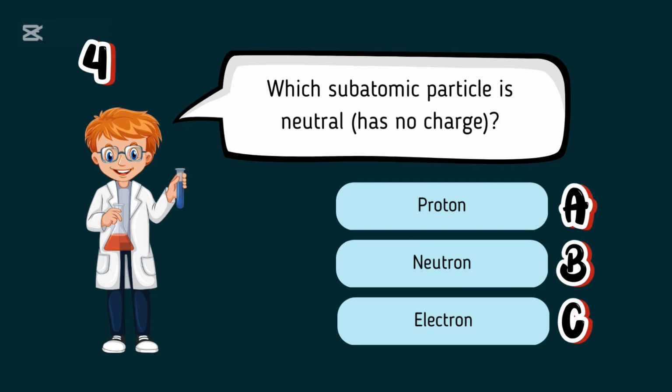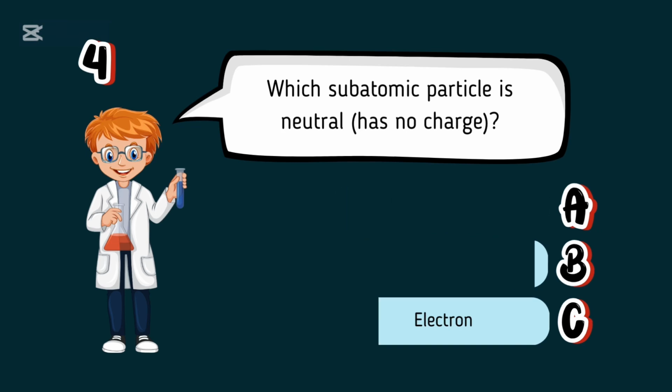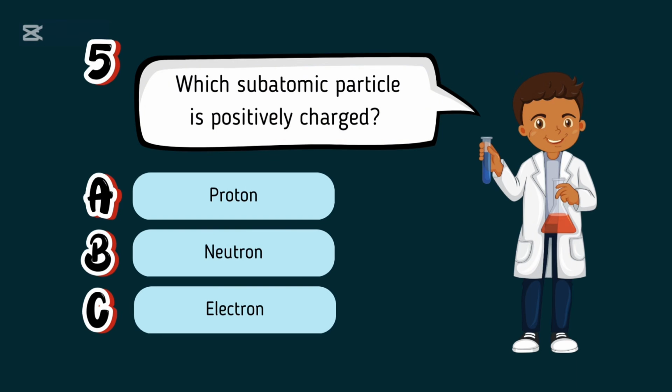4. Which subatomic particle is neutral, has no charge? A. Proton, B. Neutron, and C. Electrons. Which subatomic particle is positively charged? A. Proton, B. Neutron, and C. Electrons.